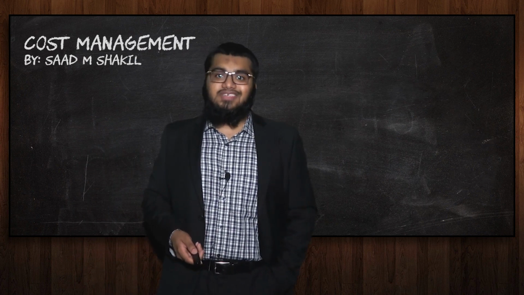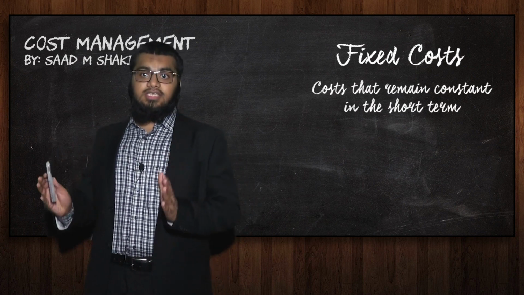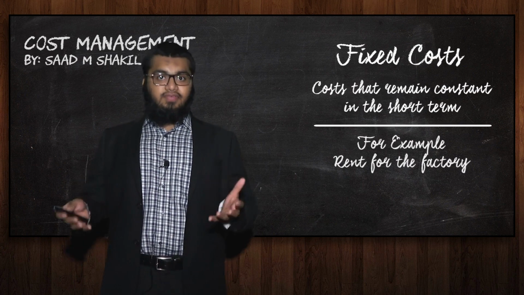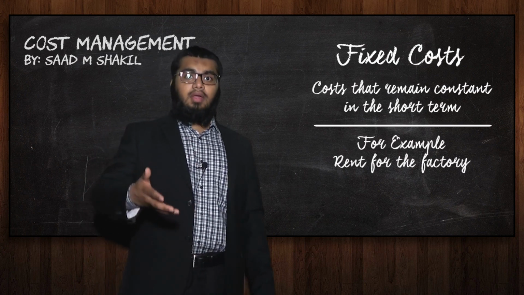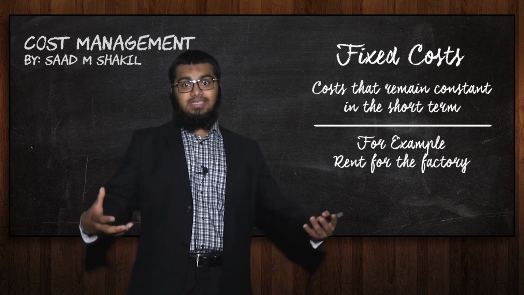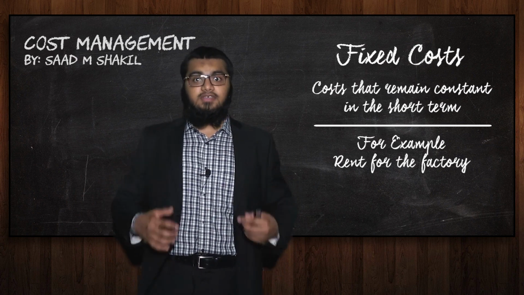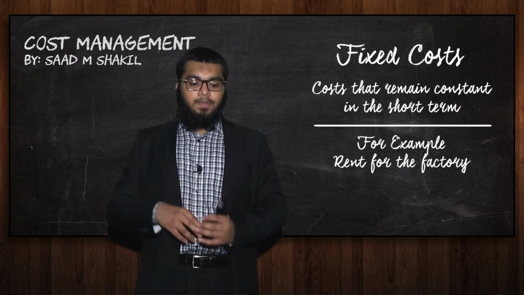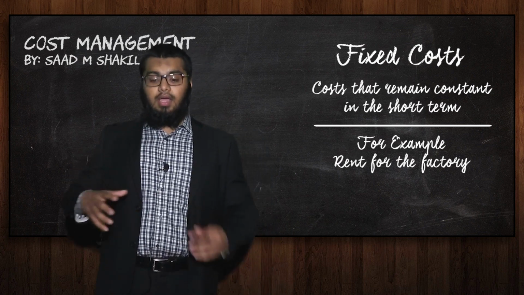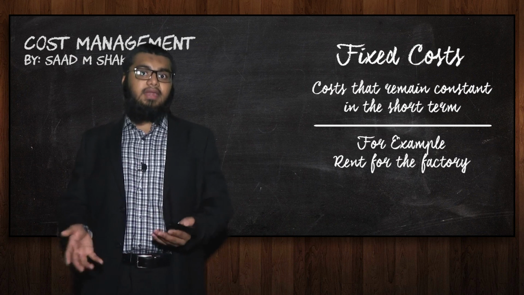Next we have a fixed cost. These are the costs that remain constant in the short term. For example, rent for the factory. So you're going to have a contract with the company or whoever is renting you this piece of land and factory. You're going to pay rent to them as per the contract. It's not expected to increase or decrease. You basically have the same cost of rent throughout the periods.